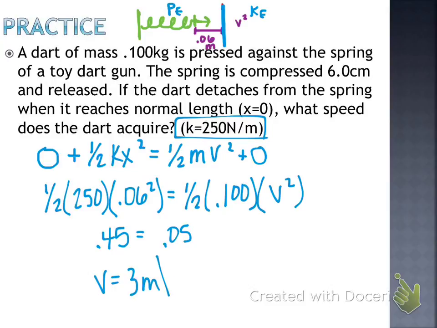So for this one you have to know the mass, right? Yeah, you have to know the mass. It won't cancel. So we had... did you remember to square root it at the end? So I ended up with about 3 meters per second here.